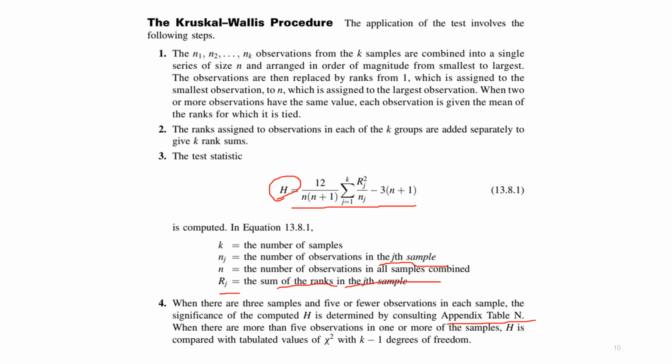There's also another table. When there are more than 5 observations in one or more of the samples, H is compared with the tabulated chi-square values. An interesting thing is that with 3 samples of small size, we look at table N. But with sample sizes exceeding 5, we go to the chi-square test. The testing method is different.